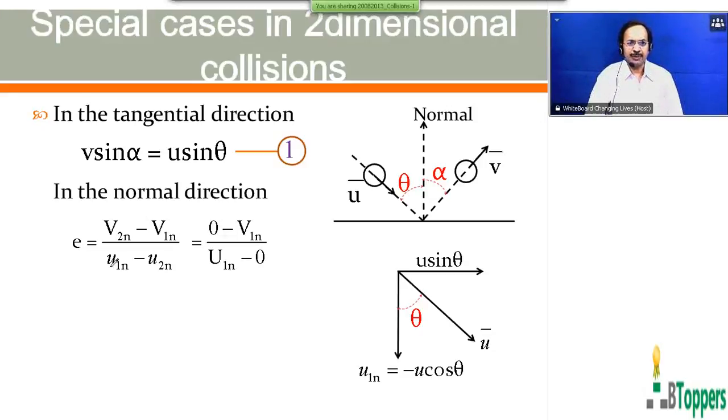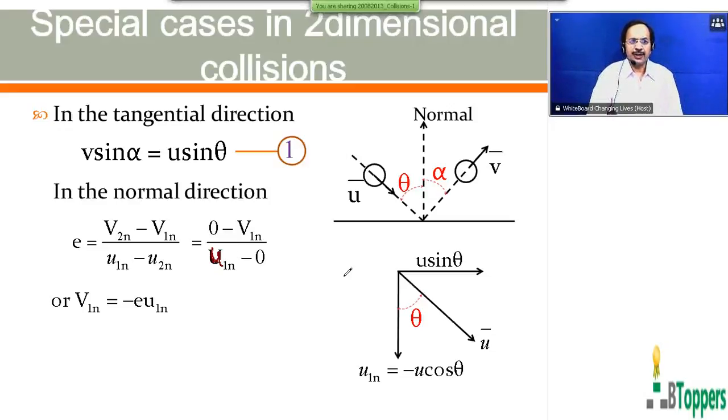Here you can write in a similar way. This small u you write here instead of capital U, because you better follow the same notation throughout. Instead of capital U, you write small u here in the denominator. You can copy this down in your notes. So you can write V1n equal to minus E times U1n.